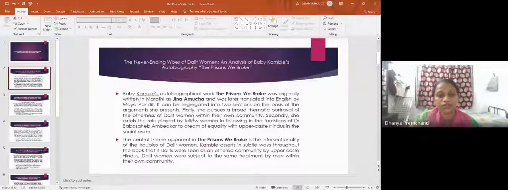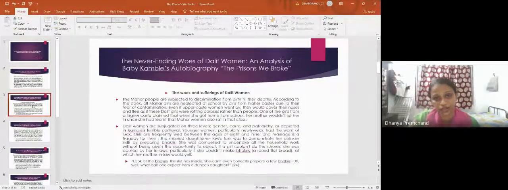Secondly, she extols the role played by fellow women in following in the footsteps of Dr. Baba Saheb Ambedkar to dream of equality with upper caste Hindus in the social order. So the central theme apparent in this work is the intersectionality of the troubles of Dalit women. Campbell asserts in subtle ways throughout the book that if Dalits were seen as an other community by upper caste Hindus, Dalit women were subject to the same treatment by men within their own community.